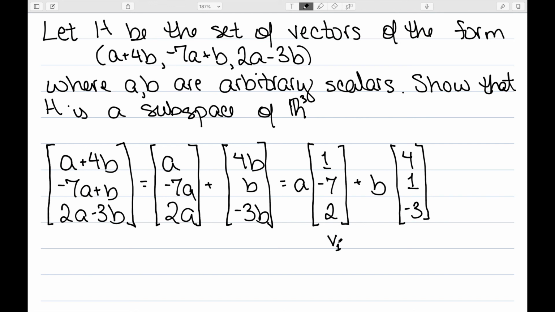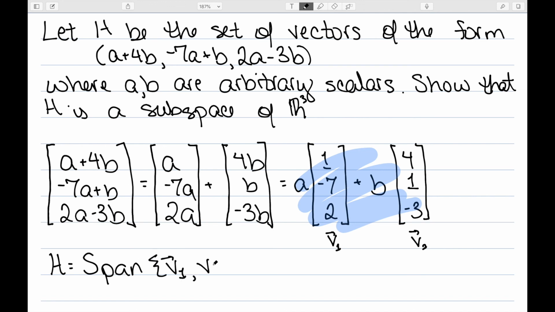Now if I call this vector v1 and this vector v2, since a and b are arbitrary numbers, this thing right here is a linear combination of v1 and v2. So that tells me H is really just the span of these two vectors that I defined as v1, v2. And that's enough, since I just showed that the span of any set of vectors is always a subspace of that vector space.